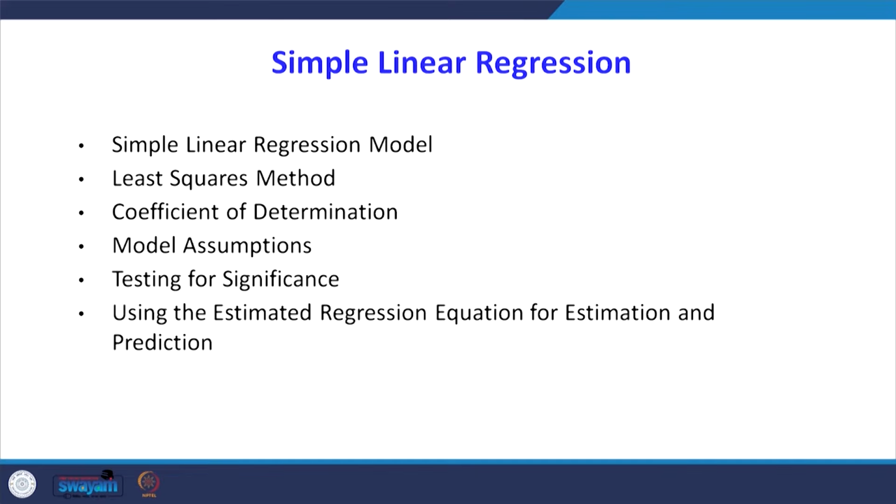The goodness of a regression model is generally explained with the help of this coefficient of determination called R square. We will see it in detail later. Then what are the model assumptions? Then we can test for significance. Even hypothesis testing can be done with the help of regression analysis. Then we use the estimated regression equation for estimation, and we will use it for prediction also.